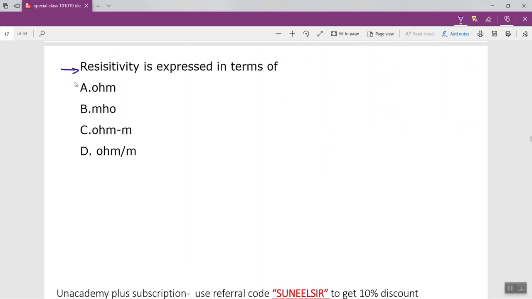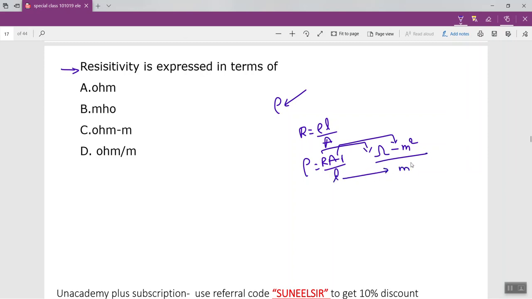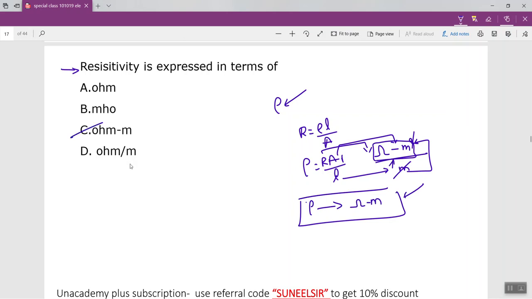And the next question. Resistivity is expressed in terms of dash. Resistivity is denoted by the letter rho. We know very well R is equal to rho L by A. From this, rho is equal to RA by L. The unit of resistance is ohm, the unit of area is meter square, and the unit of length is meter. So one meter cancels, and we get only ohm meter. So the unit of resistivity is ohm meter. Option C is the correct one.